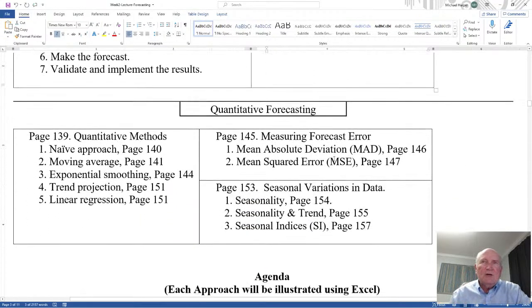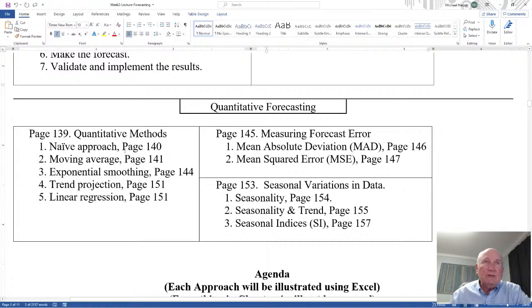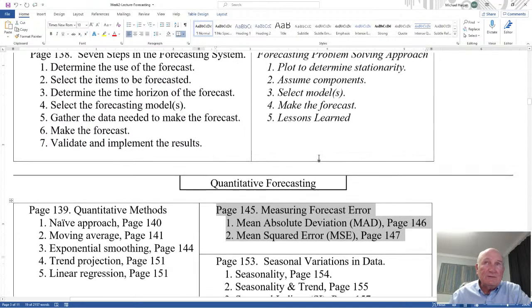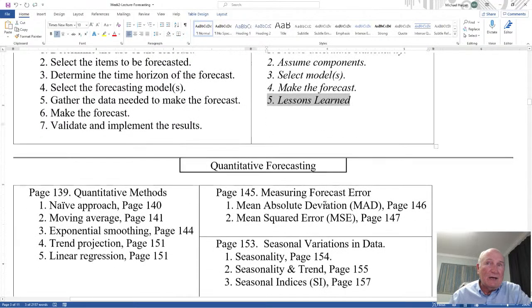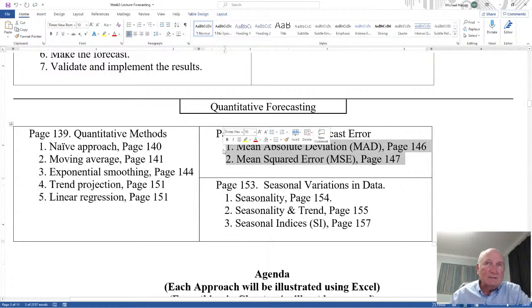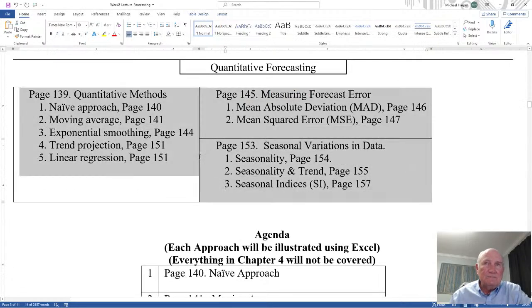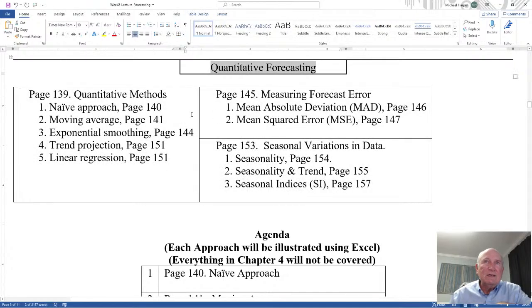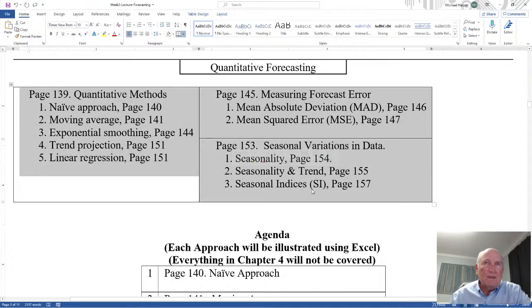Okay, so now then we go into the quantitative methods, which I'm getting ready to do. And we'll do measuring forecast error. And this answers the question from the lessons learned, how good are our forecasts? And then into seasonality. So here's the quantitative forecasting agenda. Okay, here we go.